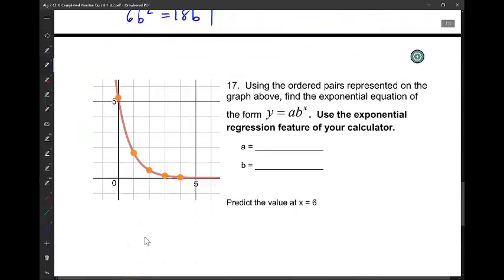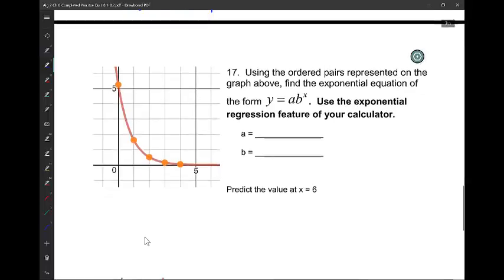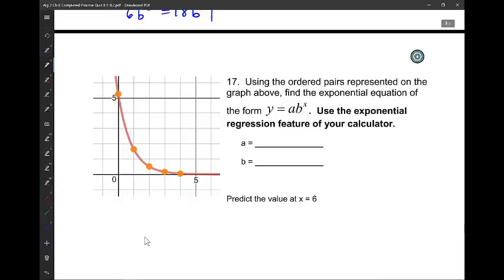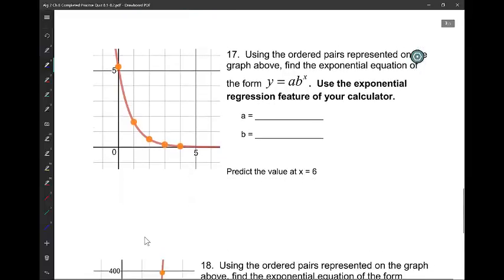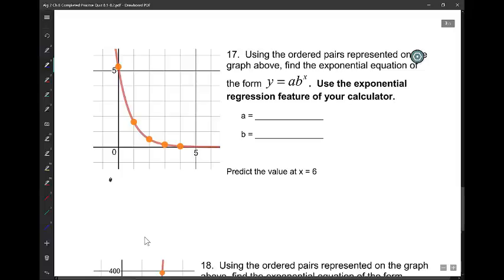All right, our last two problems involve exponential regression, and we're going to use our calculator to do this. So before we start, we've got to isolate and figure out some values. So I'm just going to make an XY chart here, and we're going to try to determine some simple values of our problem.